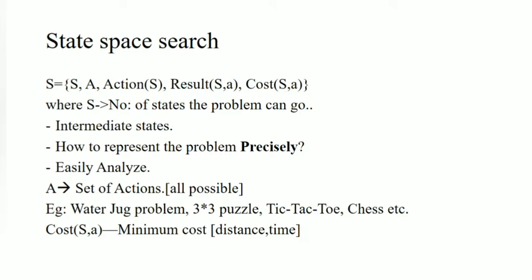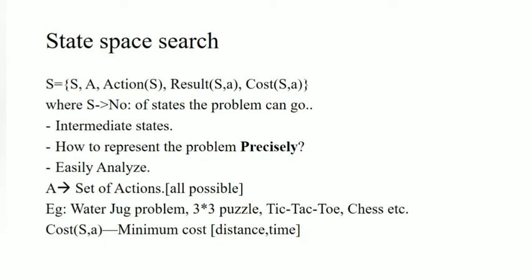So the tuple is S. S is the set of states, or the number of states the problem can go to. A is the set of all possible actions, and resultant is, according to the action, the next state that we reach. And cost is the factors that have to be encountered or determined while solving the problem.